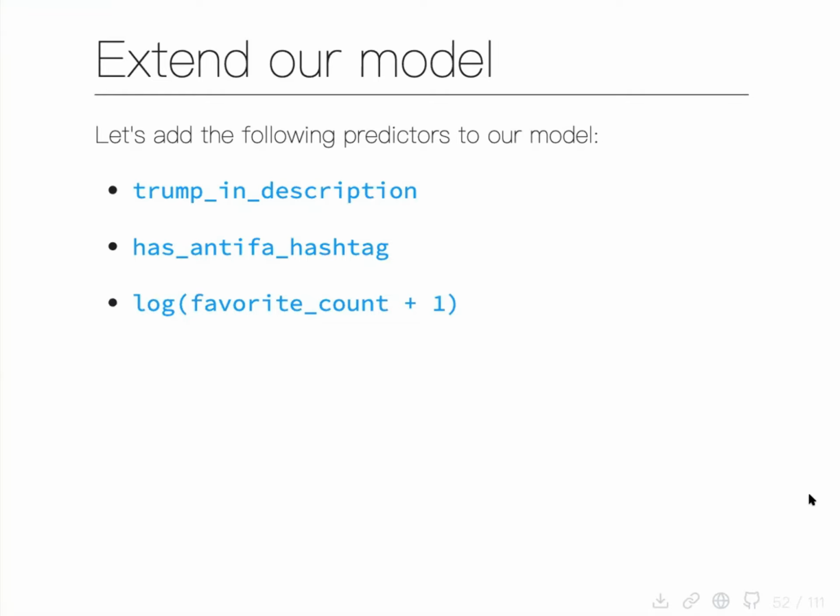We're going to add in has Antifa hashtag, and we're going to add in the log of favorite count. We have to, though, say log of favorite count plus 1, because the log of 0 is negative infinity. So we have to add 1 so that they all have a value of at least 1. And the log of 1 is actually 0, so that will be fine anyway. And we have a bunch of them that don't have a favorite count, so we're going to do the log of favorite count plus 1.